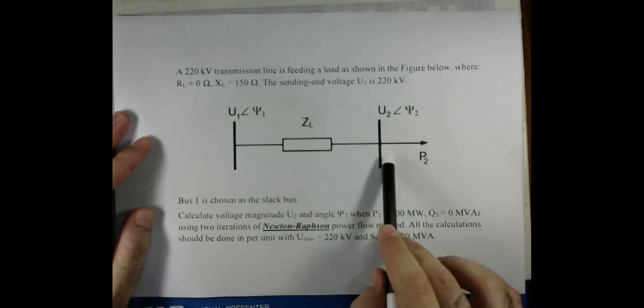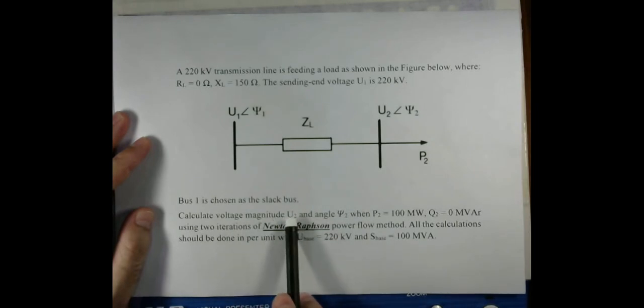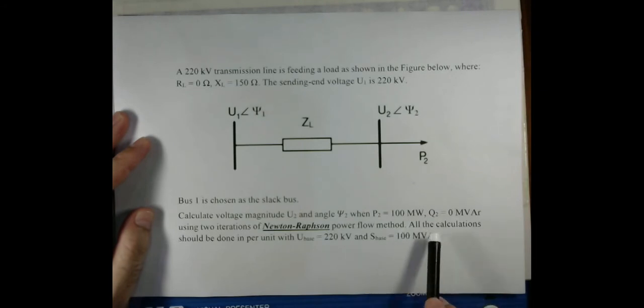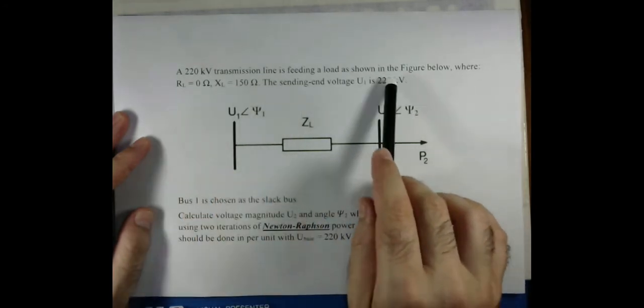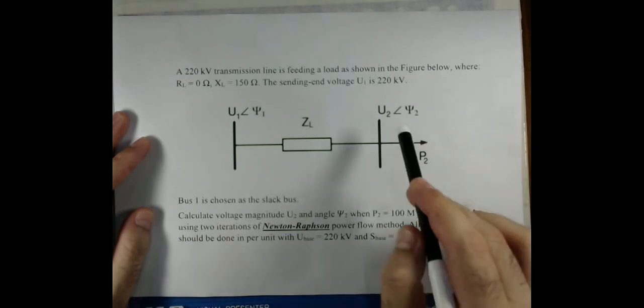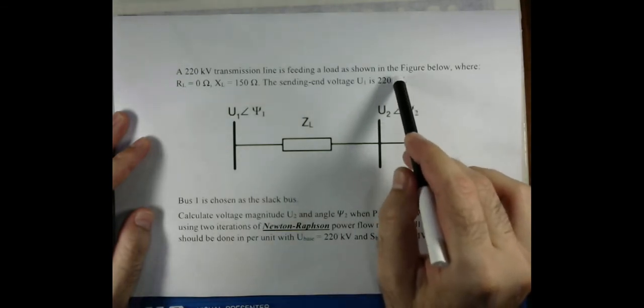So we will calculate the voltage U2 and angle psi 2 using 2 iterations of Newton-Raphson power flow method. That is what we are supposed to do. Also, we are supposed to make all the calculations in the per unit, because these values are given in the SI units.